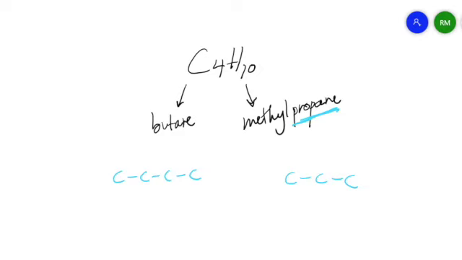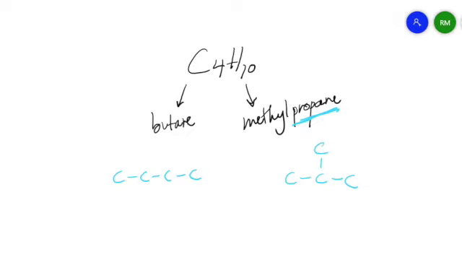If it was here, this would not be methylpropane. This would just be butane because this carbon chain is continuous. When there is a methyl group, you have to ensure that it is not part of this straight chain. So in this case, the methyl group would come up here.